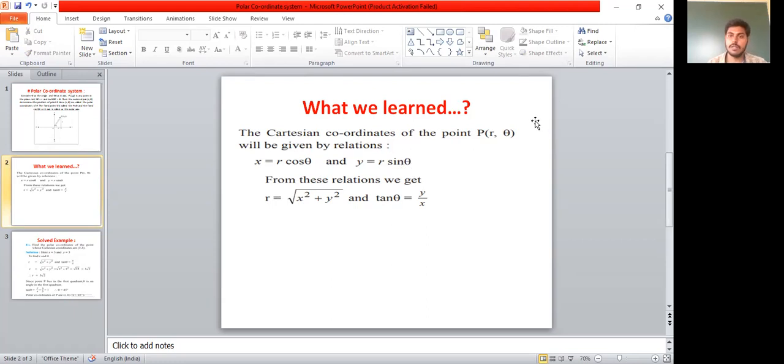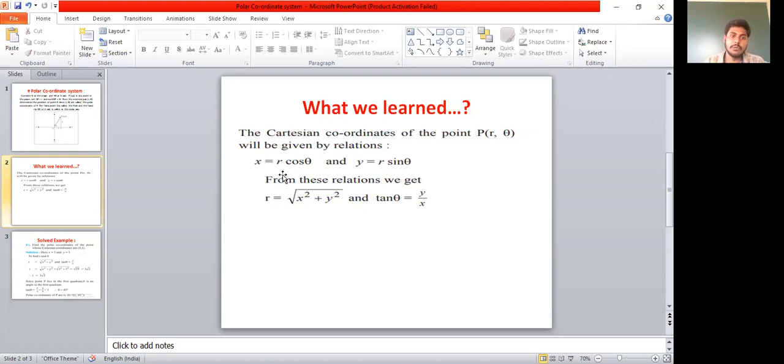If we are given point P in the form P(r, theta), where r means the distance of that point from the origin and theta is the angle made by ray OP with the positive x-axis, then we can find x and y. That is, we can find the Cartesian coordinates of the point when we are given the polar coordinates r and theta, by using the formulas x equals r cos theta and y equals r sin theta.